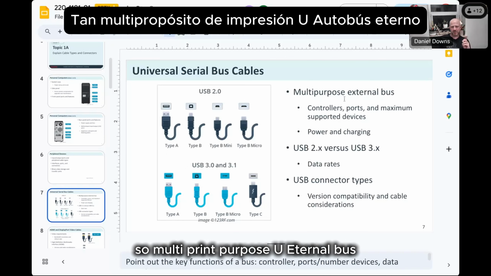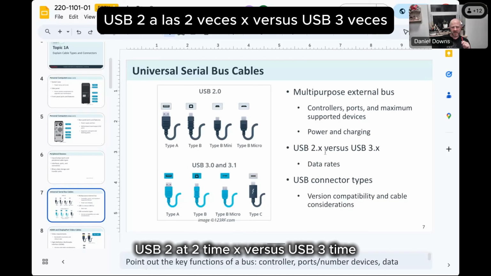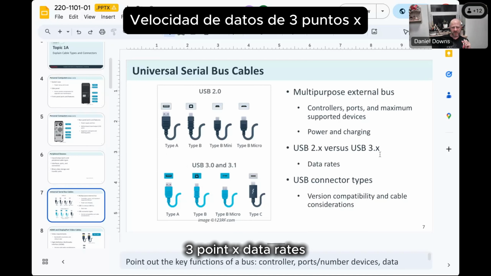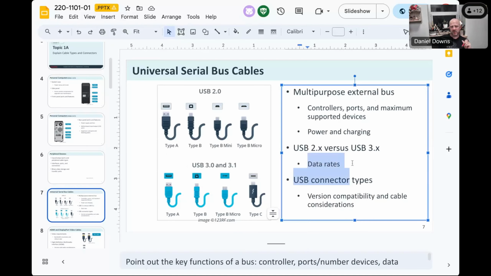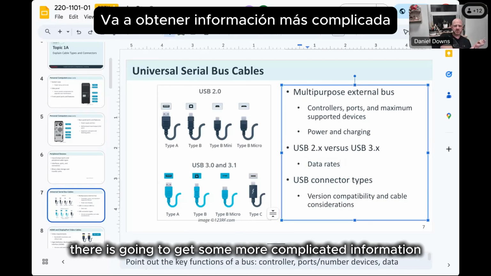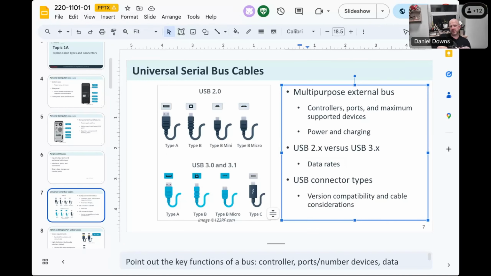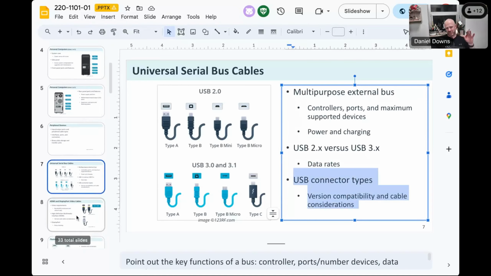So universal serial bus, USB 2.x versus USB 3.x data rates. You're going to have an overview of data rates in the reading around these types of connectors. There is going to be some more complicated information related to data rates as you get deeper into the reading. But you need to know the different types to start with from a broad view.